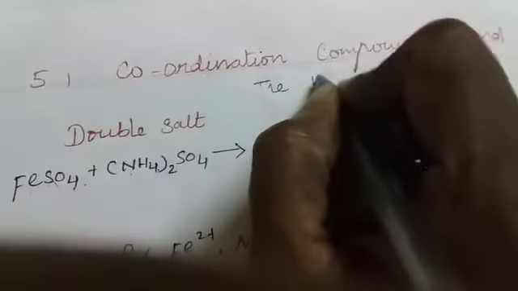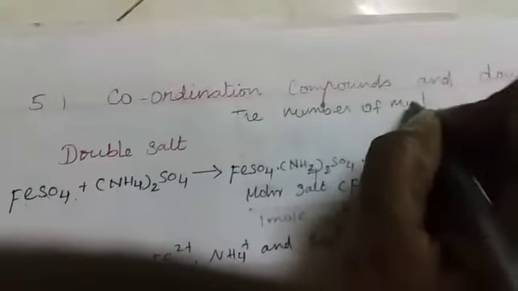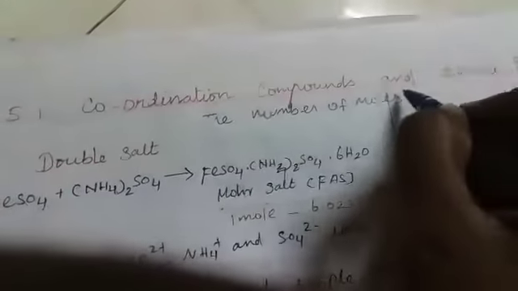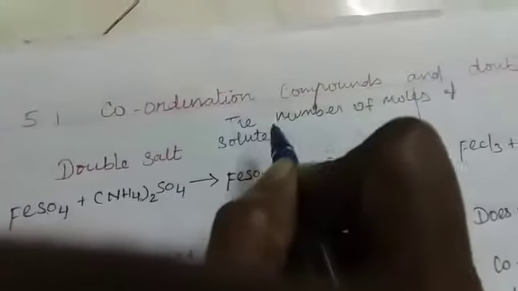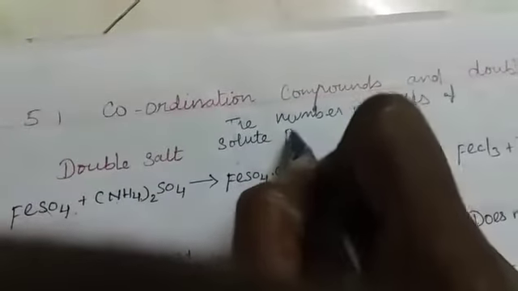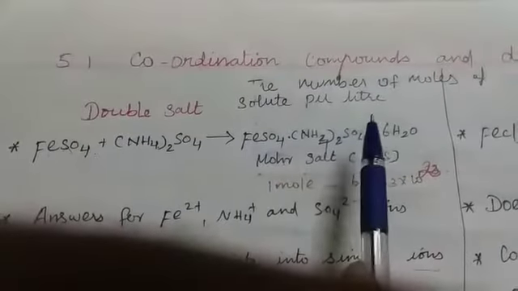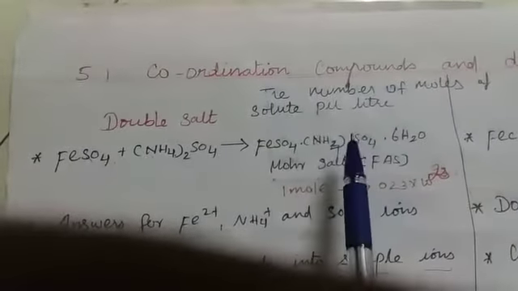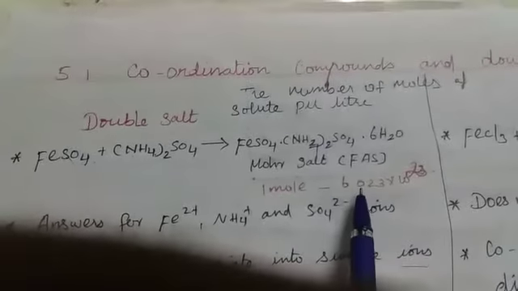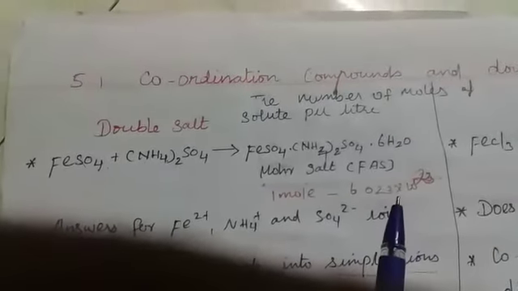See here, the number of moles of solute per liter. This is the molar: the number of moles of a solute per liter. We know that 1 mole means 6.023 x 10^23.